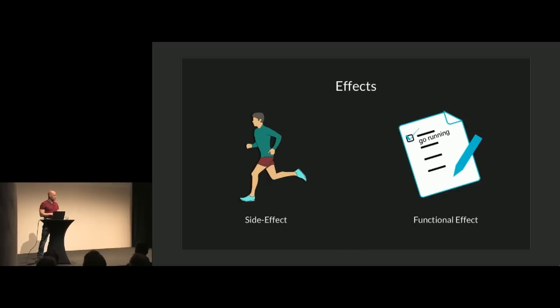A side effect actually does something. It's like someone going running. But a functional effect only describes the act of going running. It doesn't actually do it. It describes it as a first-class value. It builds that tree, that immutable data structure that describes the effect of going running.